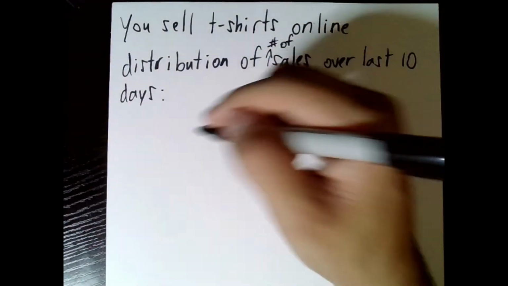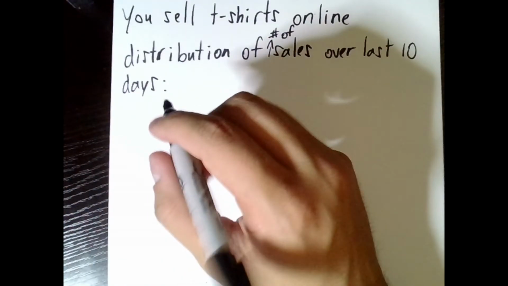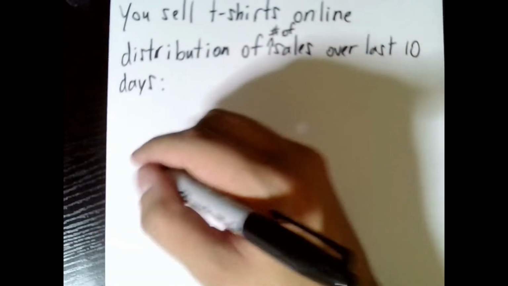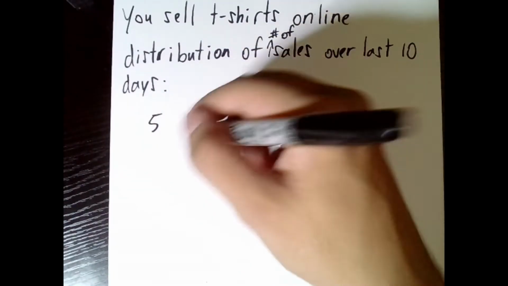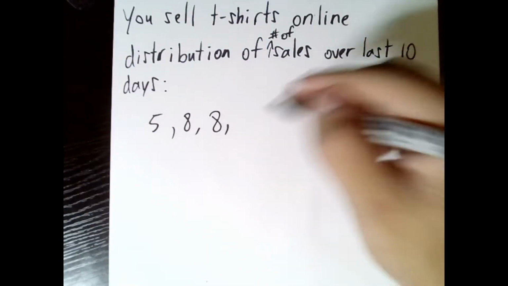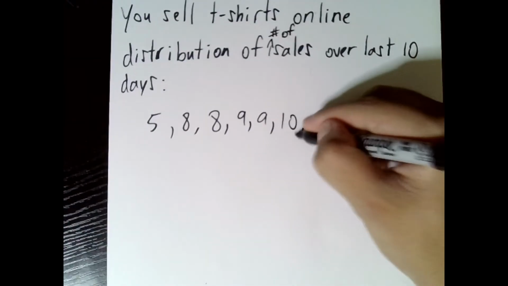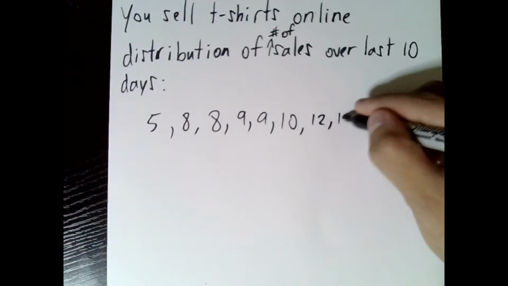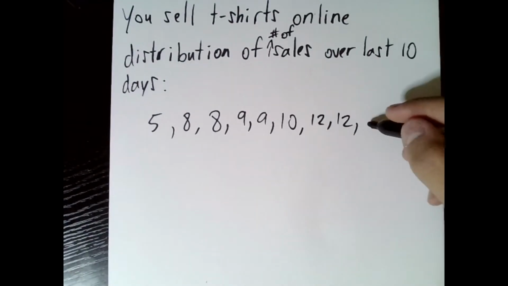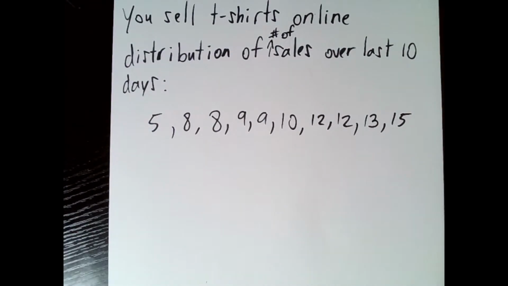Over the last 10 days, let's pick some convenient numbers. Day 1 you sold 5, day 2 8, 9, 10, 12. How many data points do I have? 8. We'll just add a couple more, 13 and 15. Okay, so here are your sales. You're a small online company, building yourself up, but still respectable.